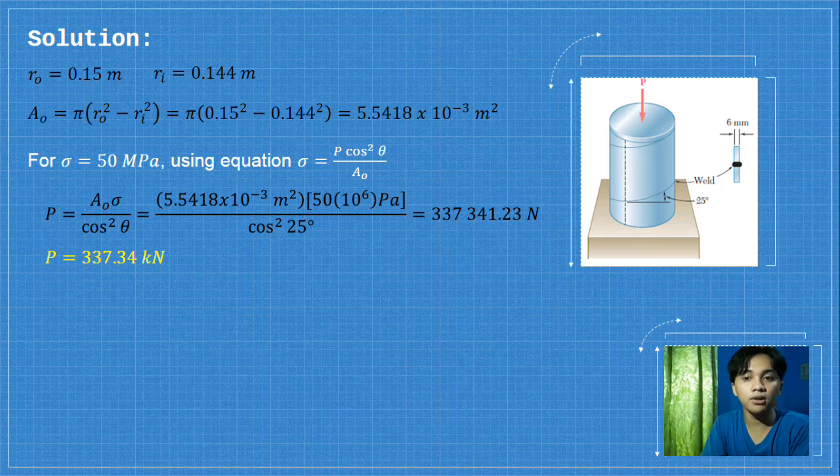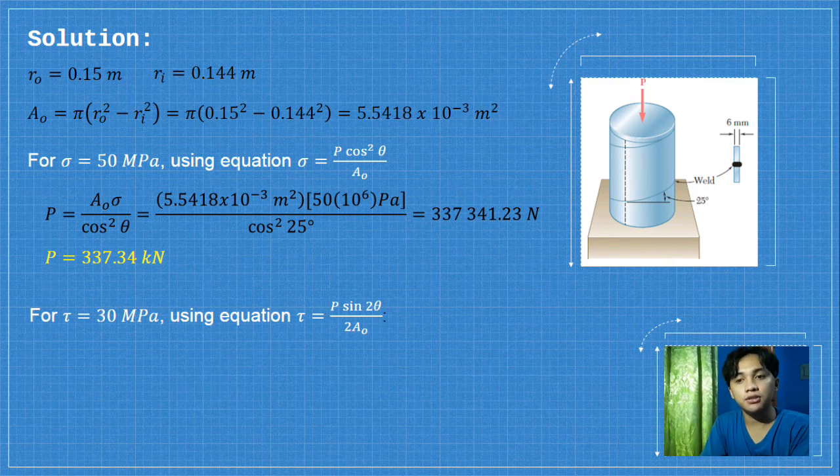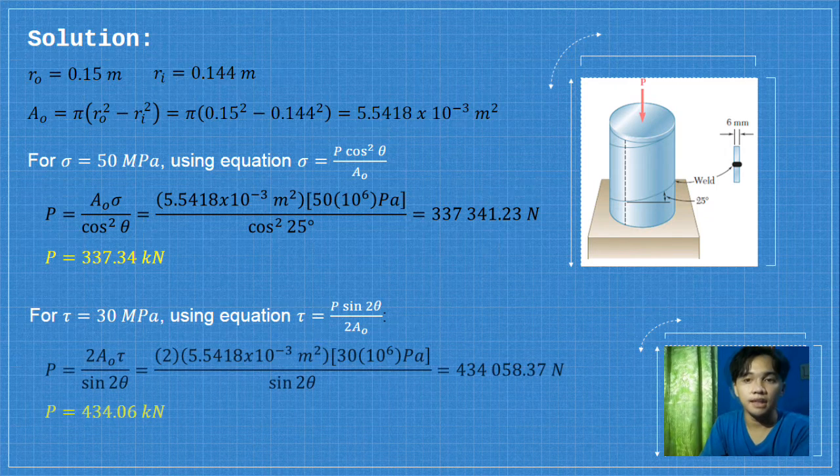Next is to determine the load when the allowable shear stress is 30 megapascals. To find the load at the given shear stress, let's use the equation: shear stress equals load times sine 2 theta over 2 times area. Then, rearranging the equation and substituting the given parameters, the load is 434,058.37 newtons or 434.06 kilonewtons.